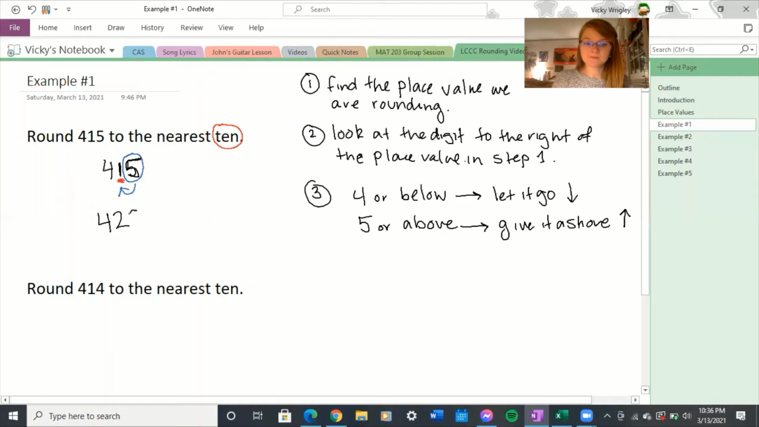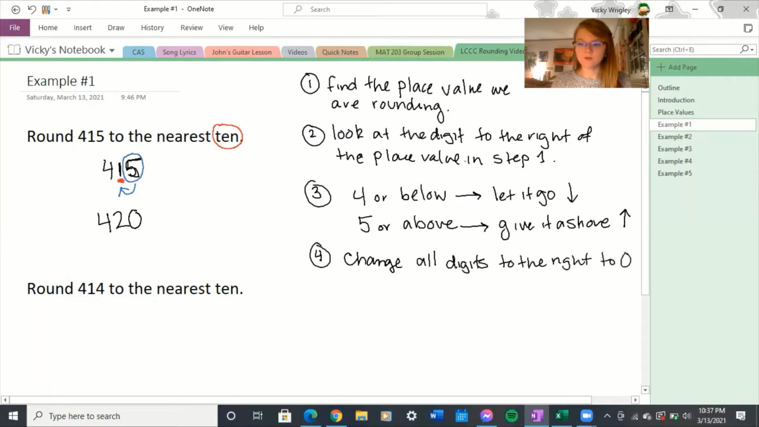Our final step is to add a 0 onto any remaining places. So because we had a place value here next to the 1, we add a 0 onto any remaining place values. So that's our step 4. Change all places, or how about digits? Change all digits to the right to 0.